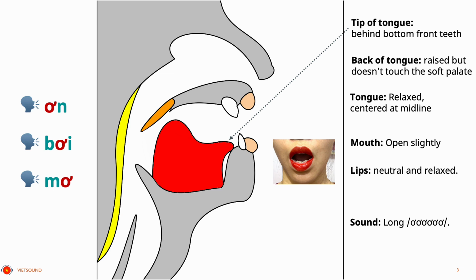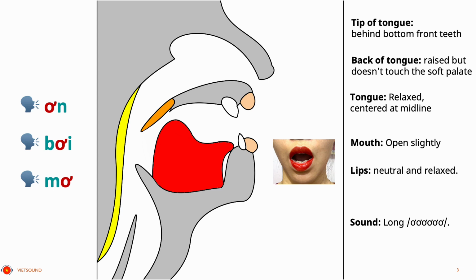First, the tip of your tongue is placed behind the bottom front teeth. The back of the tongue is raised, but it doesn't touch the soft palate. Your tongue should be relaxed and it's centered at the midline. Open your mouth slightly. Keep your lips neutral and it stays relaxed.